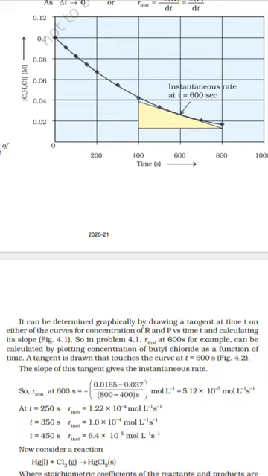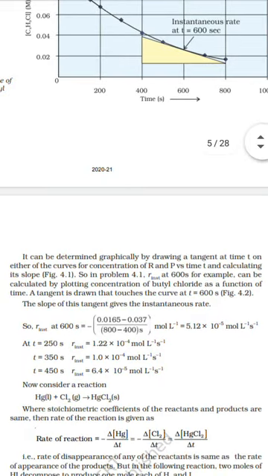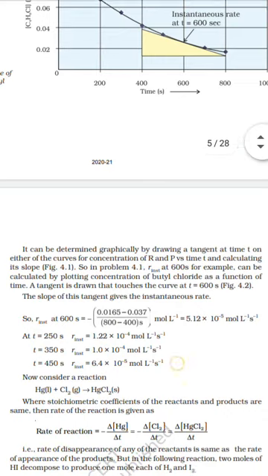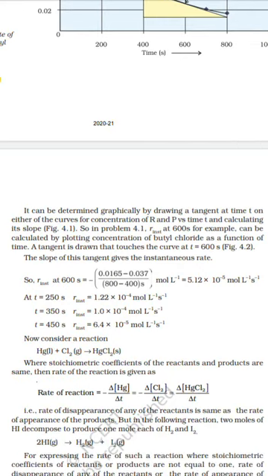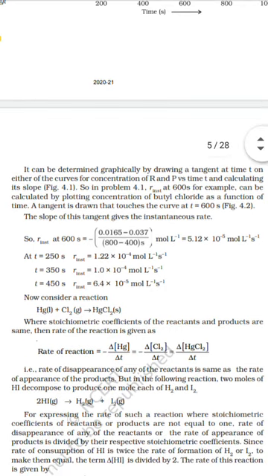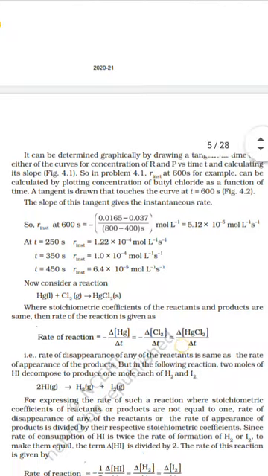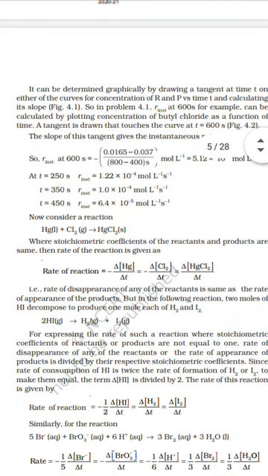At t equals 250 seconds, R instantaneous is 1.22 × 10^-4 mole per liter per second. At t equals 350, R instantaneous equals 1 × 10^-4 mole per liter second. At t equals 450, R instantaneous equals 6.4 × 10^-5 mole per liter second.